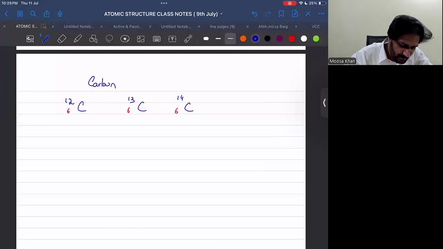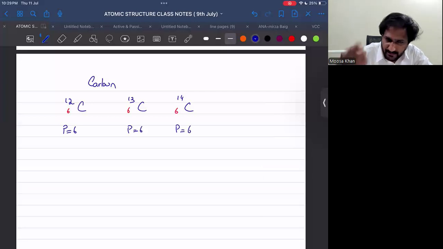If we see their number of protons are all 6, but we are not concerned with the number of protons, because when we have to see the physical and chemical properties, we have to deal with number of electrons, charge and mass.